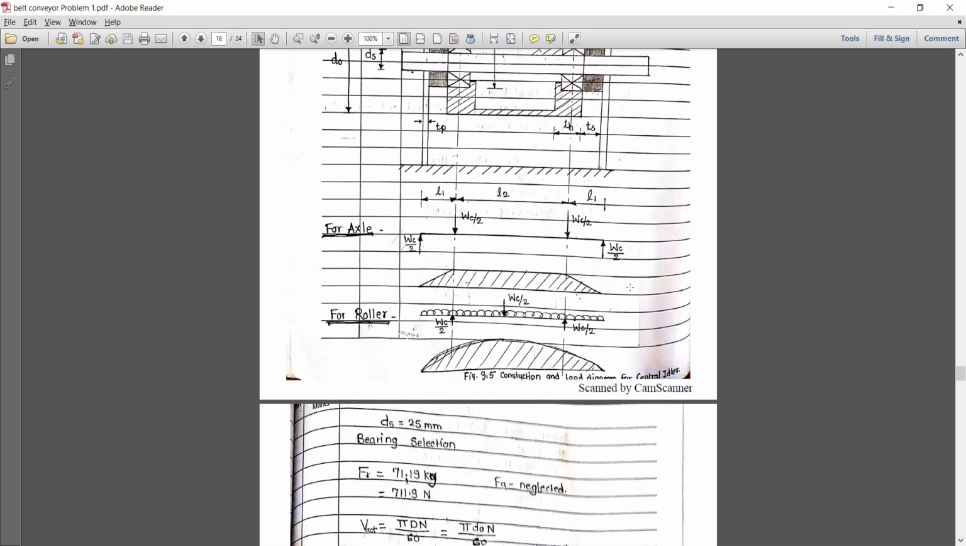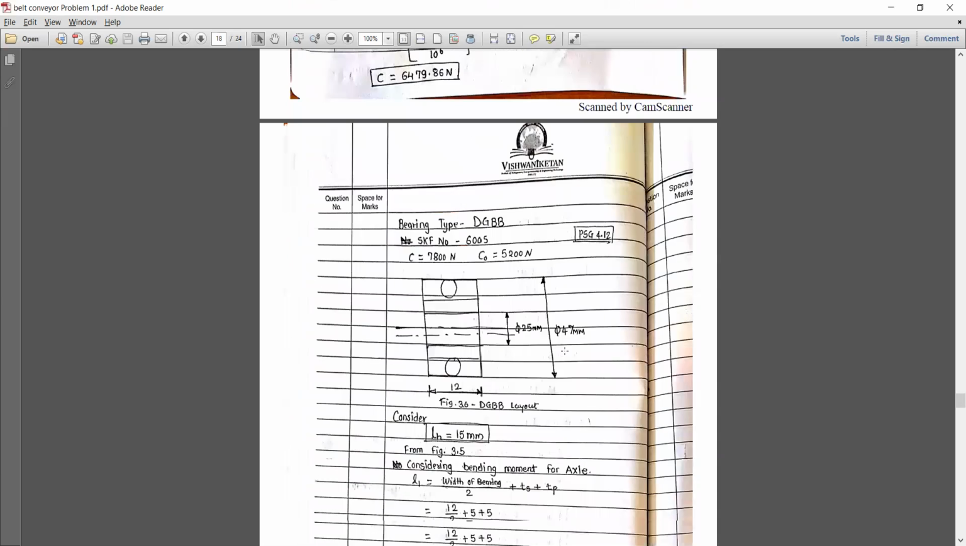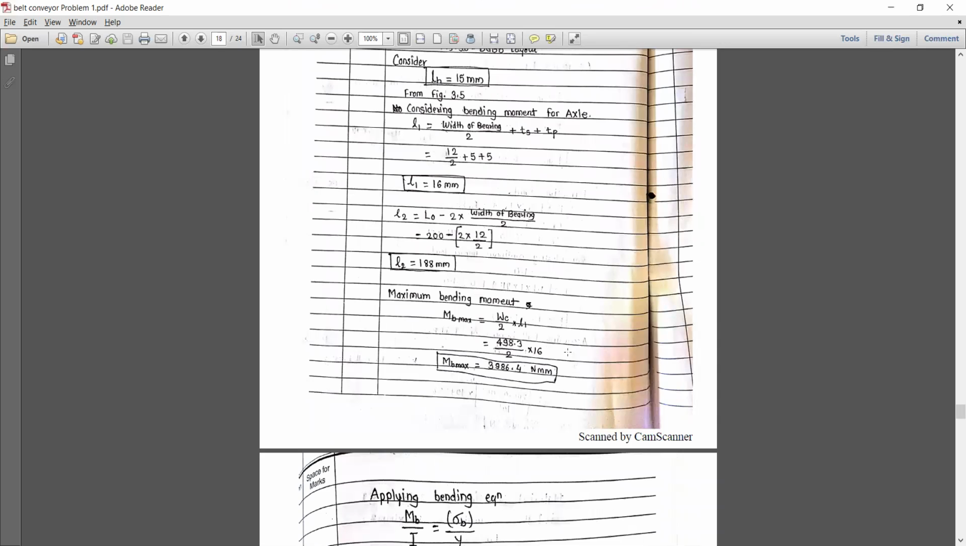Now focus on this segment. We have designed this one. Okay, we have done the bearing design and shaft design. Now we have to design this hub diameter, then the outer diameter, fully outer diameter. Okay, so L is equal to 15.